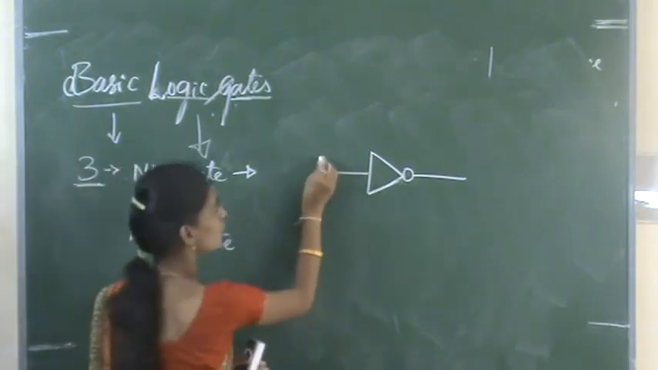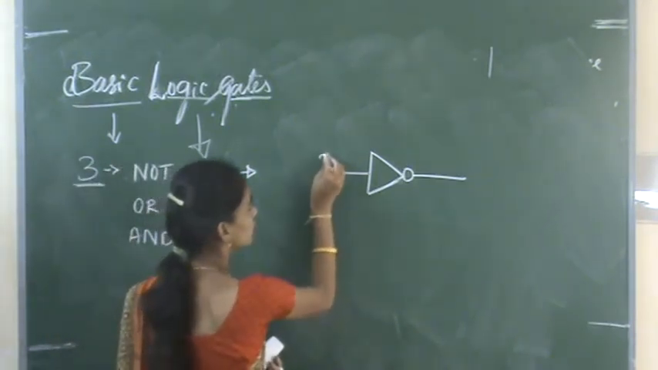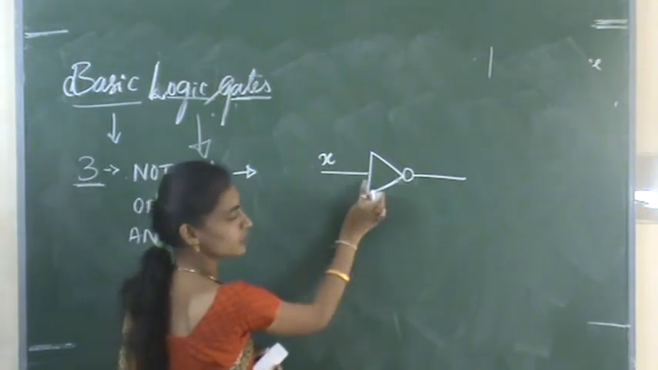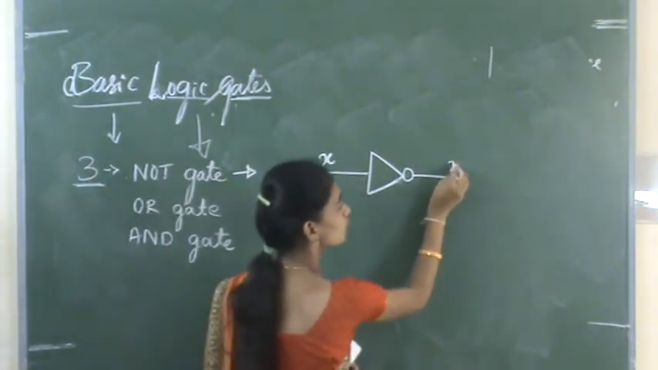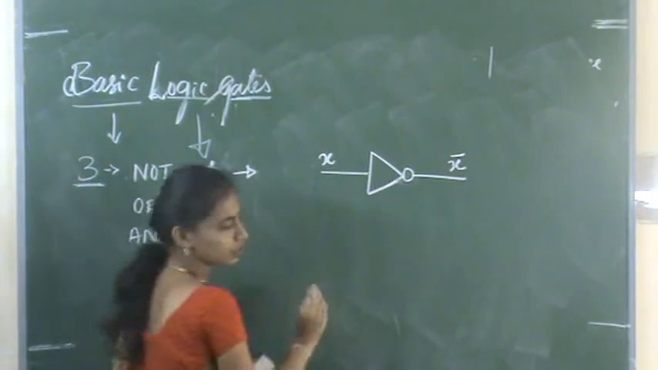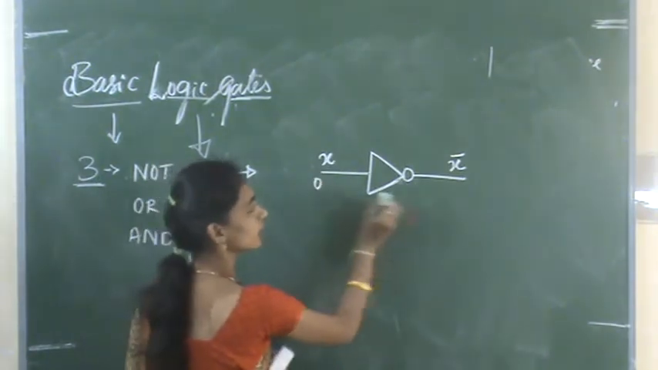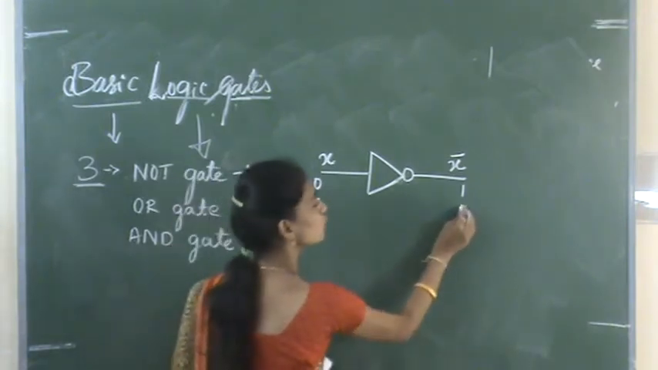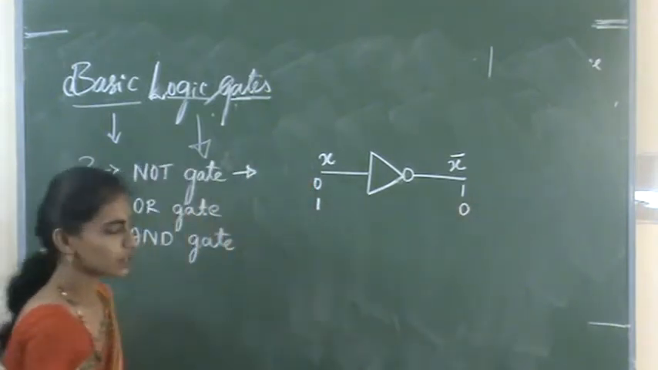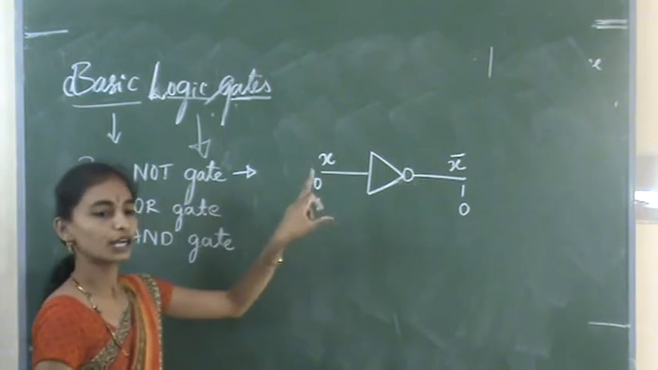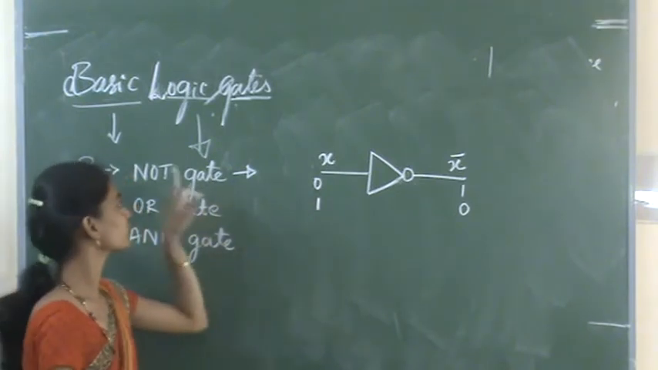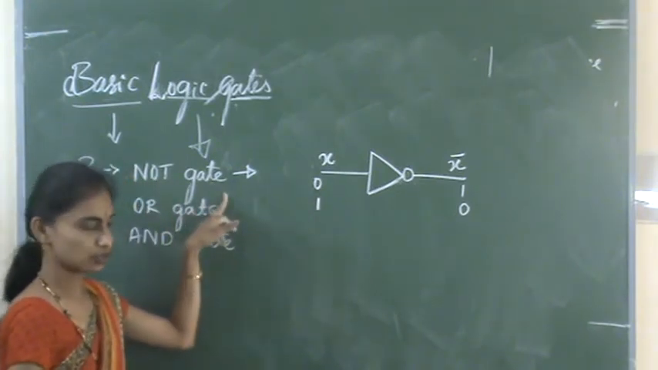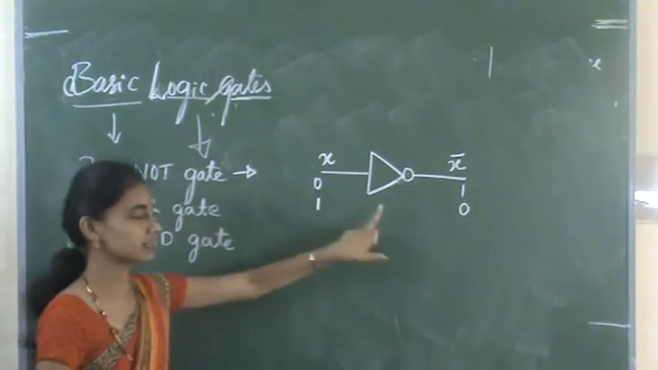If you provide the input x, the output will be x bar. So if you provide 0 here, the output will be 1. If you provide 1 here, the output will be 0. So this is the symbol to represent the NOT gate. The standard symbol for the NOT gate is this.